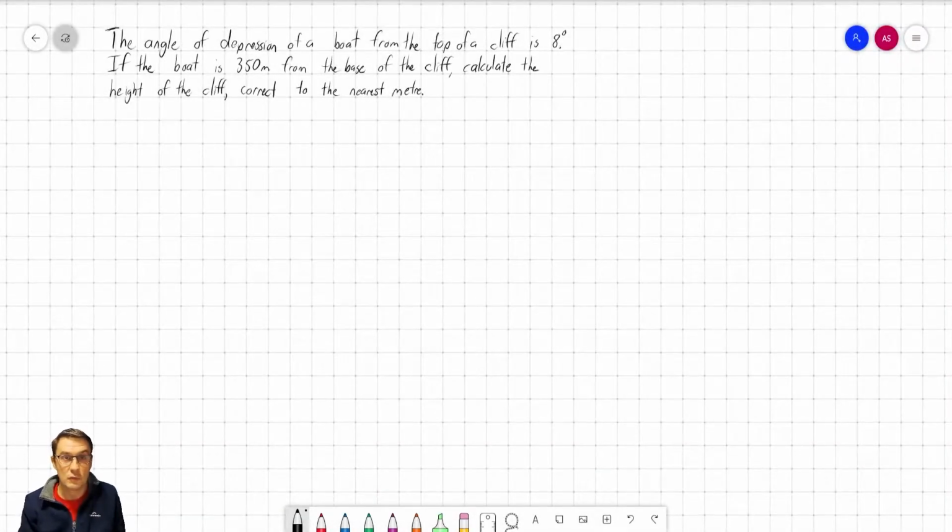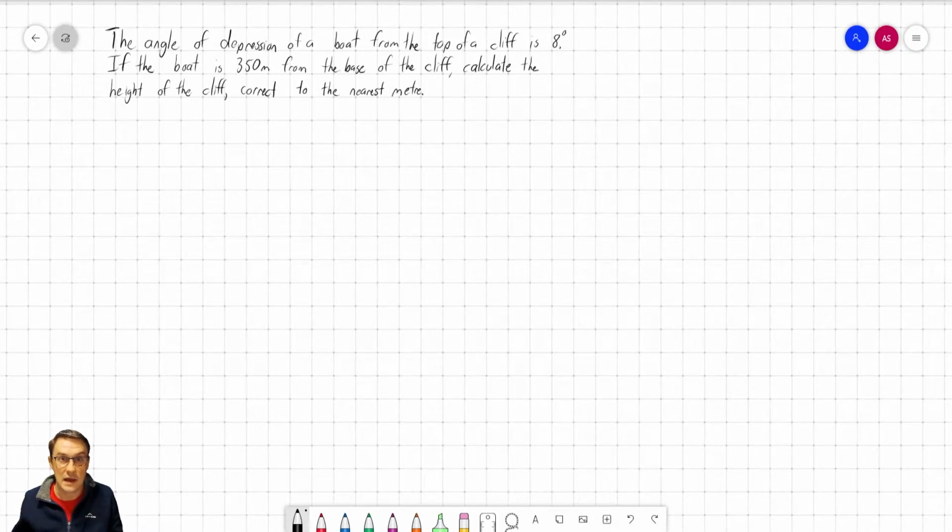Hey, amazing people. We've got a problem to work through here, and what we're told is the angle of depression of a boat from the top of a cliff is 8 degrees. If the boat is 350 meters from the base of the cliff, calculate the height of the cliff correct to the nearest meter.